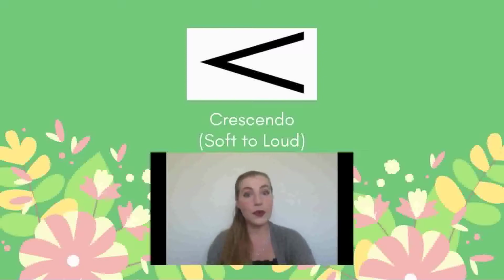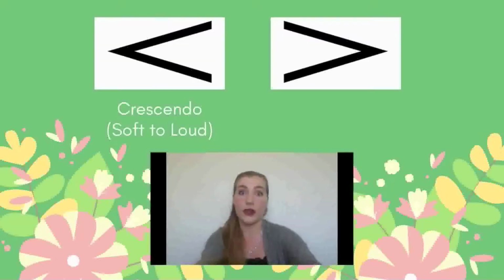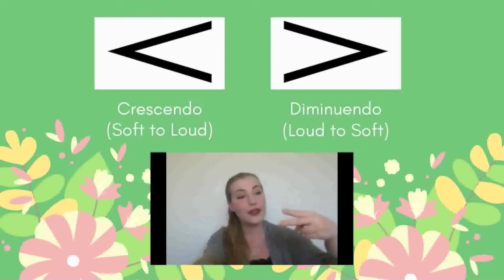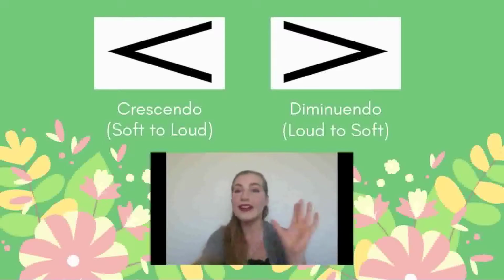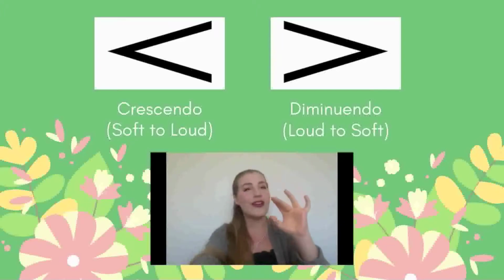Then, this is a new one for us. We've never seen this one. You might see the opposite of a crescendo that looks like it starts wide and gets skinnier as it goes along. This is called a diminuendo. And your diminuendo means that you're going loud to soft, right? So you're going to start really loud and then you are going to slowly trail off.